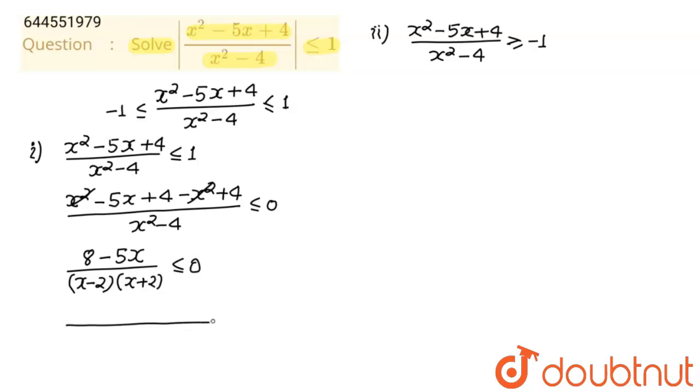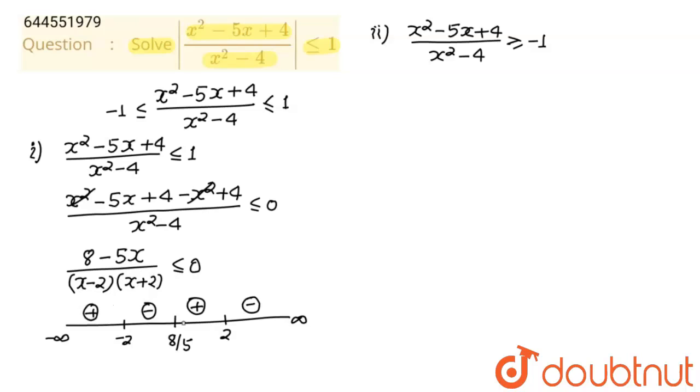Now I'm going to draw a number line between minus infinity and infinity. One point is minus 2, this becomes 0 at 2, and this becomes 0 at 8 upon 5. If we take any number greater than 2 in place of x, the whole expression will be negative. Between 8 upon 5 and 2 it will be positive. Between minus 2 and 8 upon 5 it will be negative, and less than minus 2 we get positive.